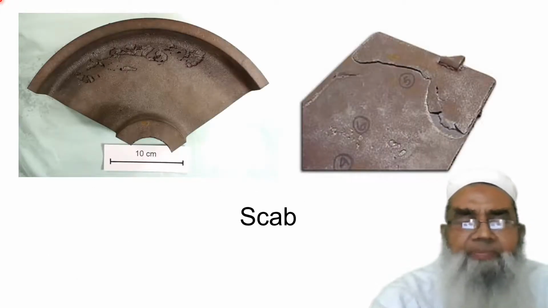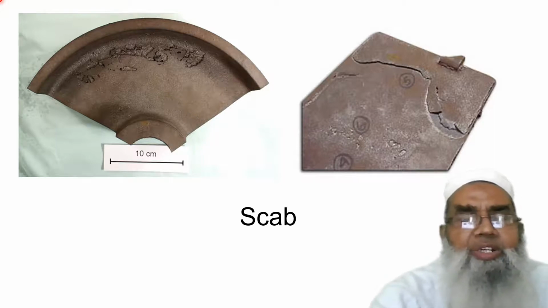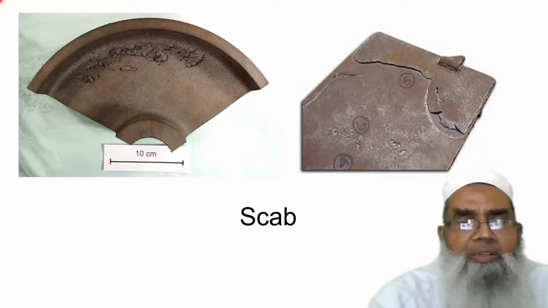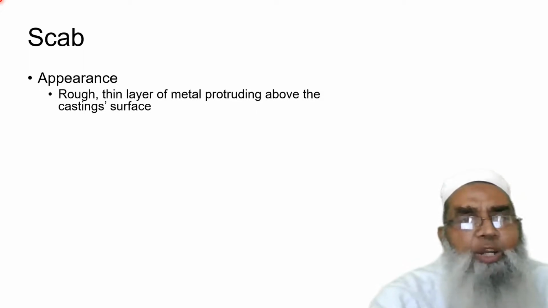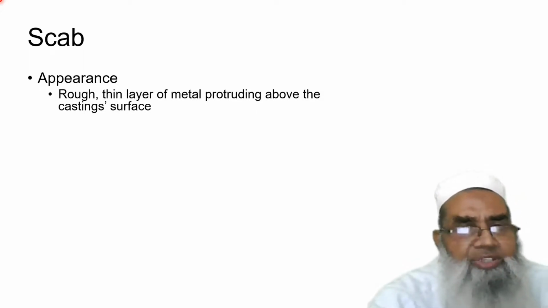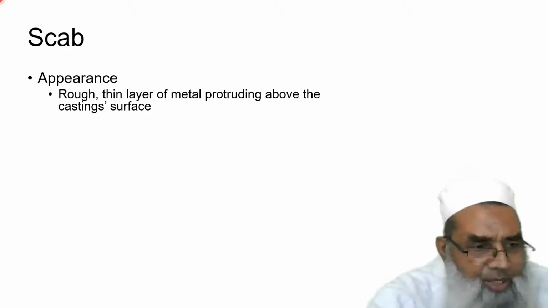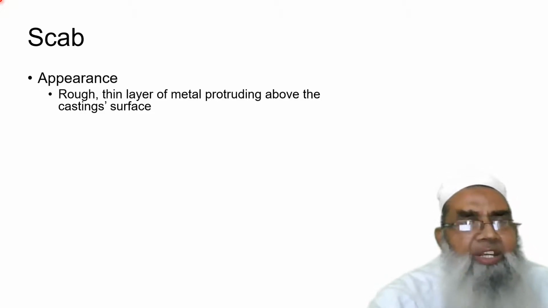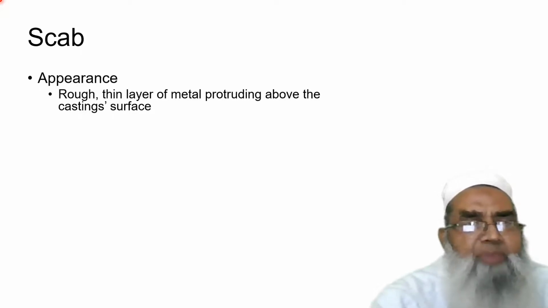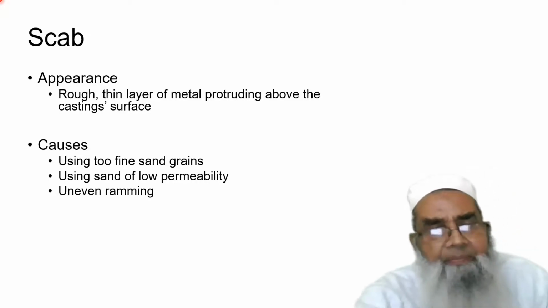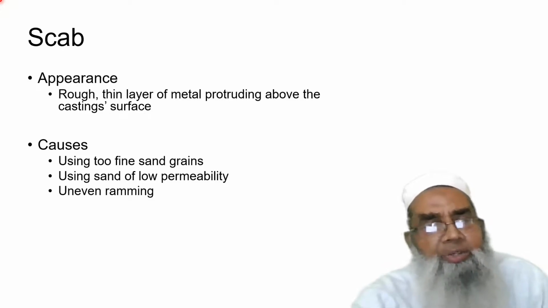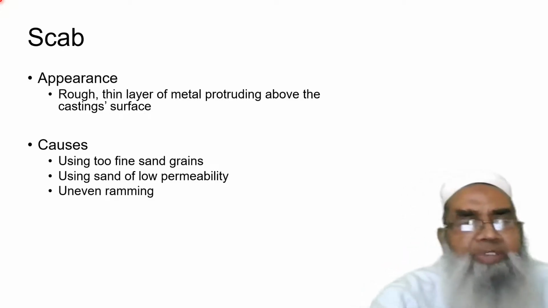Now the scab is very similar to the blood and all that, and therefore this can appear as a rough thin layer of metal floating just above the casting surface. The layer of metal you might have seen appearing on the casting, that we call scab. Now if the sand grains are very fine, then the metal penetrates into the fine grain sand and forms this scab.